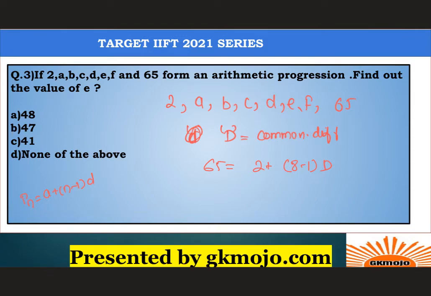So basically we'll bring the 2 over here, so it becomes 63 is equal to 7d, and sorry, this is a capital D. And D is equal to how much over here? The value of D comes out to be 9, right? So we have found out the value of D.